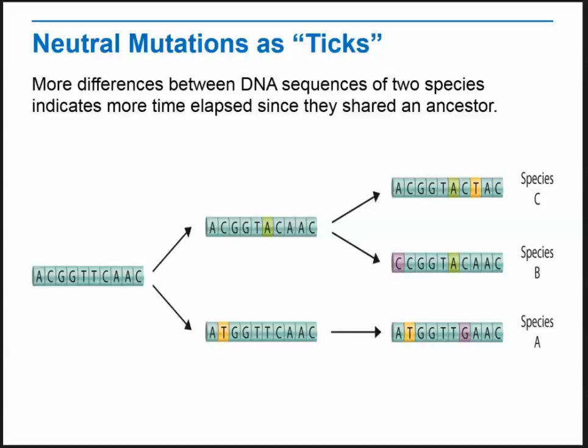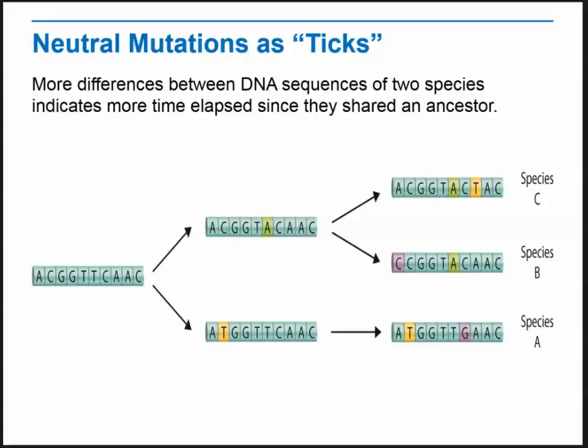Researchers can compare such DNA sequences in 2 species. The comparison can reveal how many mutations have occurred independently in each group, as shown in the figure. The more differences there are between the DNA sequences of the 2 species, the more time has elapsed since the 2 species shared a common ancestor.